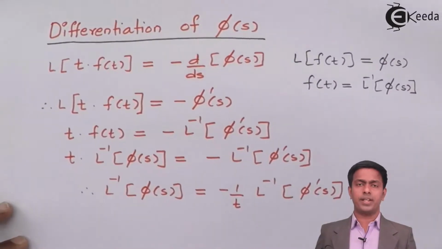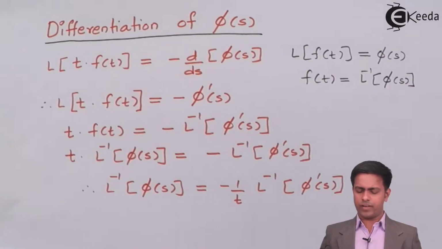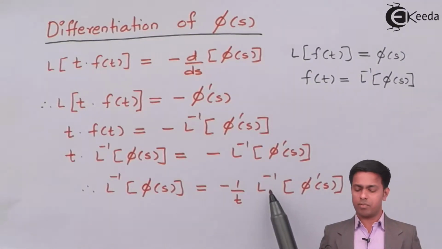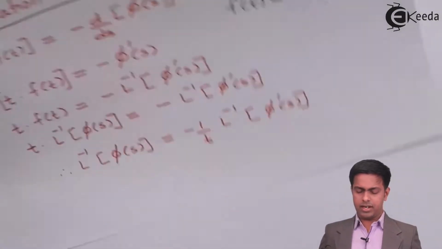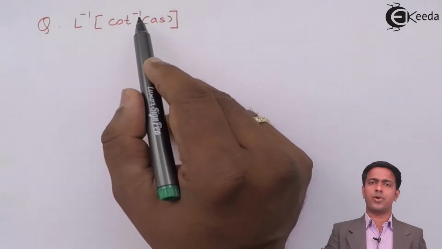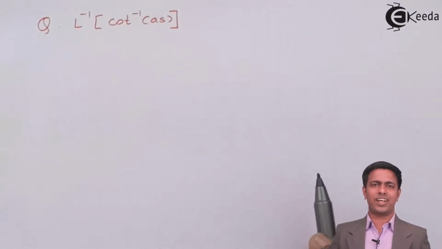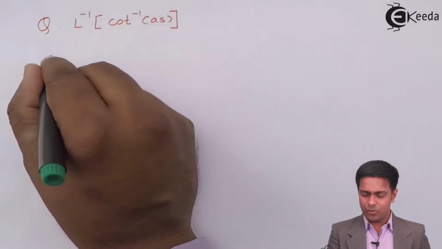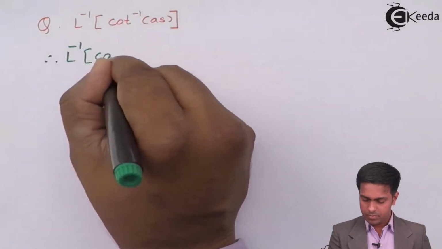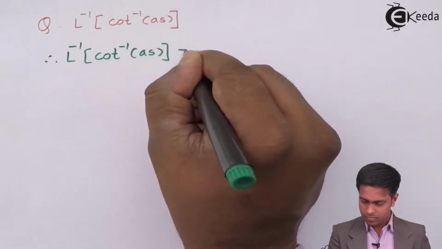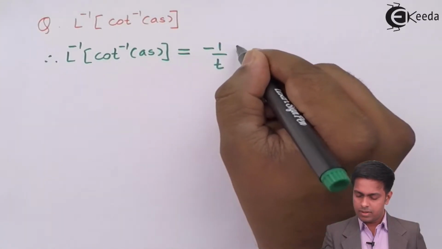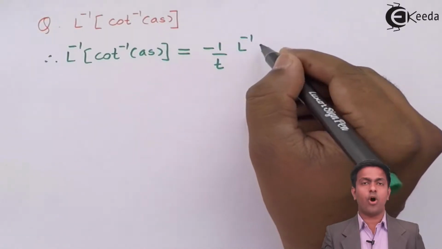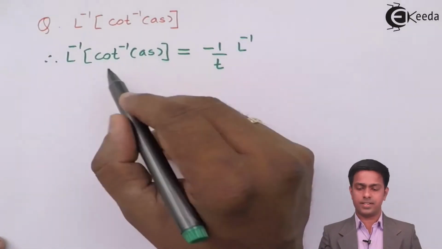As per the property, the inverse Laplace transform of phi of s is given by -1 by t into the inverse Laplace transform of the derivative of that phi of s. Here in our question, this is my phi of s. I'm going to find the derivative of that and we are going to get the answer. So therefore, it is equal to -1 upon t, Laplace inverse of the derivative of this.